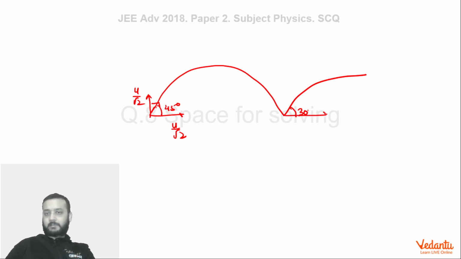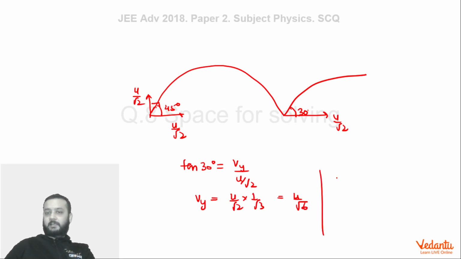Now if you assume that x velocity has not changed, then using the value of vy by vx, which is tan 30, vy upon u by root 2. So here vy will become u by root 2 into tan 30, which is 1 by root 3. So this becomes u by root 6. Now if you find the kinetic energy here, it will be half m into u square by 2 plus vy square, which is u square by 6. So this becomes half m into 6 plus 2, 8 u square by 12.